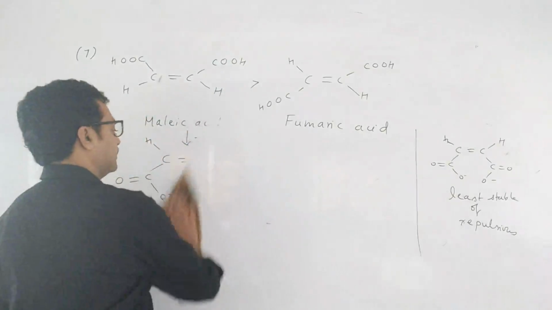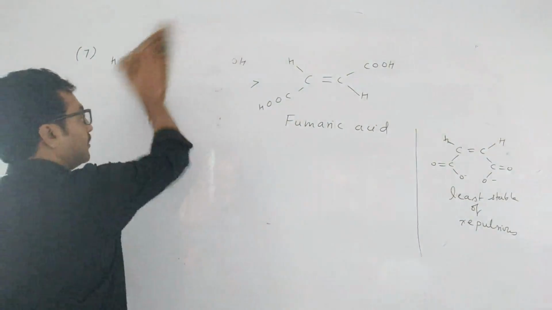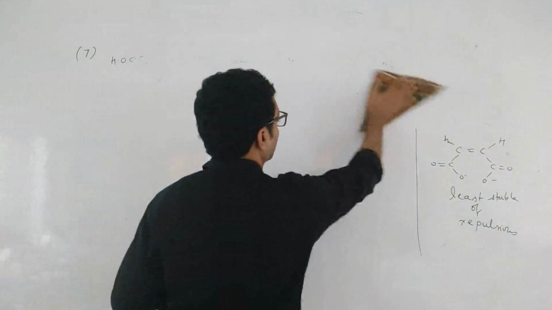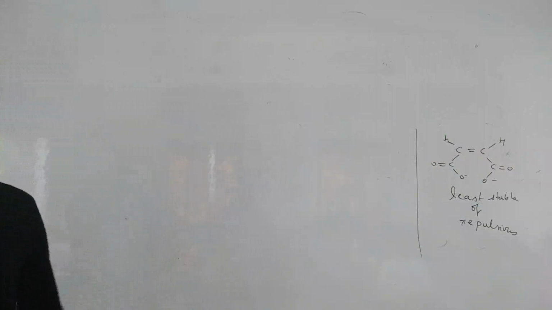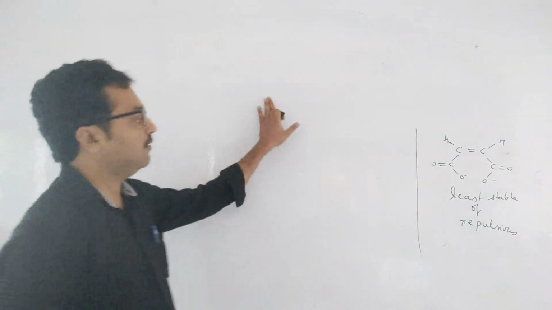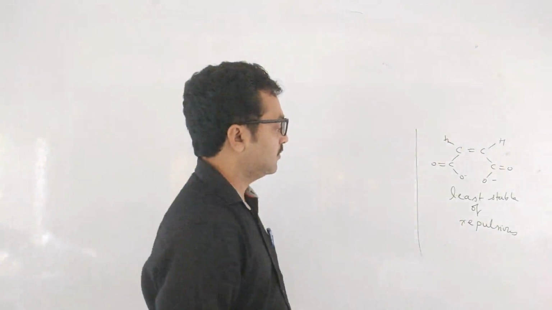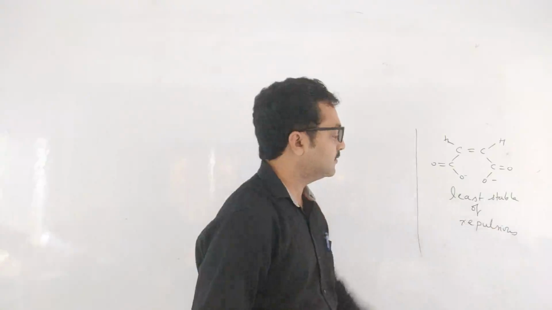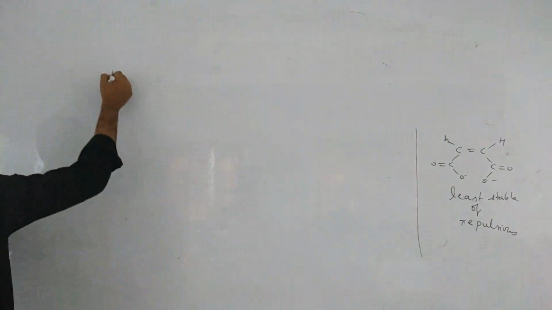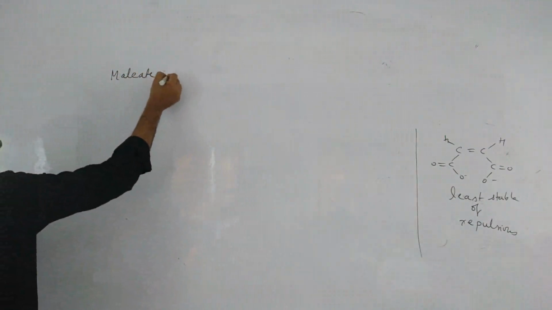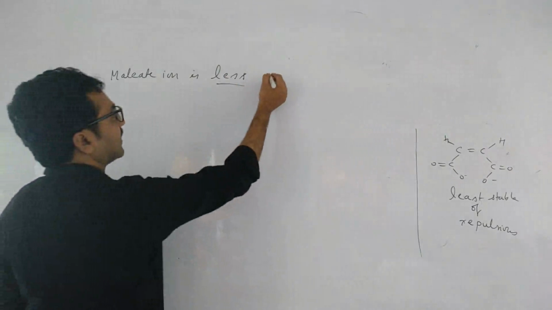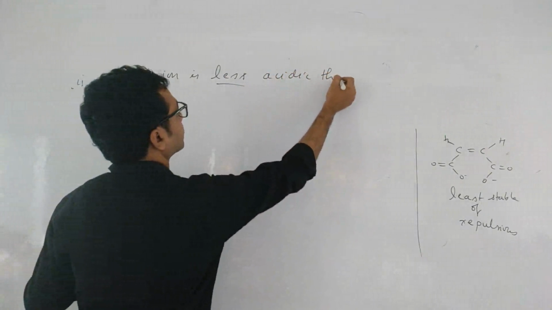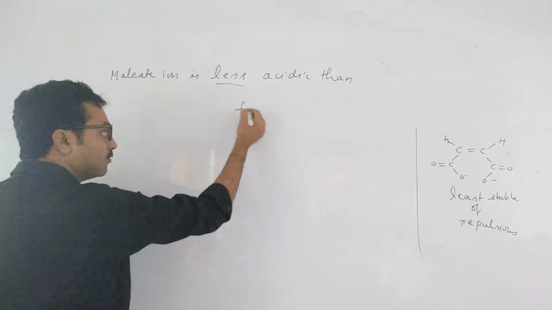Next point. Malate ion is less acidic than, second point, fumarate ion. Why?